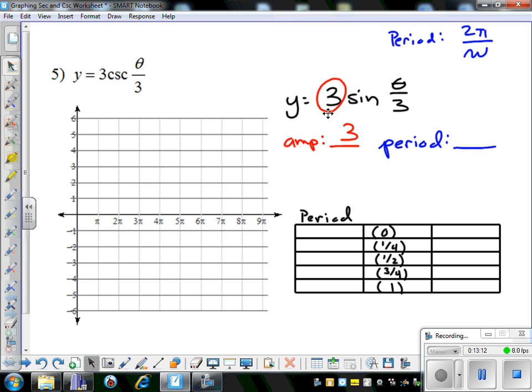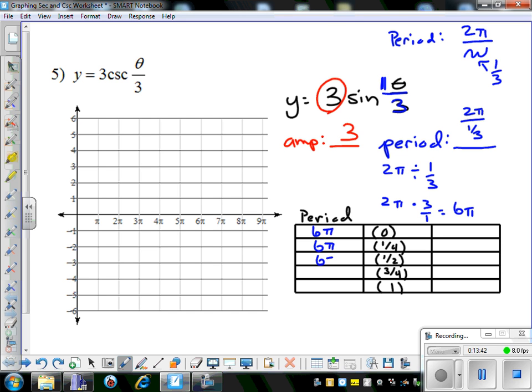Now, for our period, remember, that's 2 pi divided by omega. The number in front of theta is 1 over 3, so that omega is 1/3. So that's 2 pi divided by 1/3. Copy, change, flip gives us 6 pi for our period. So our period is 6 pi.